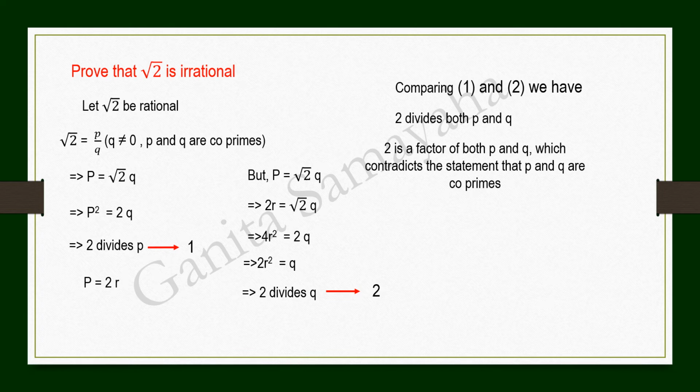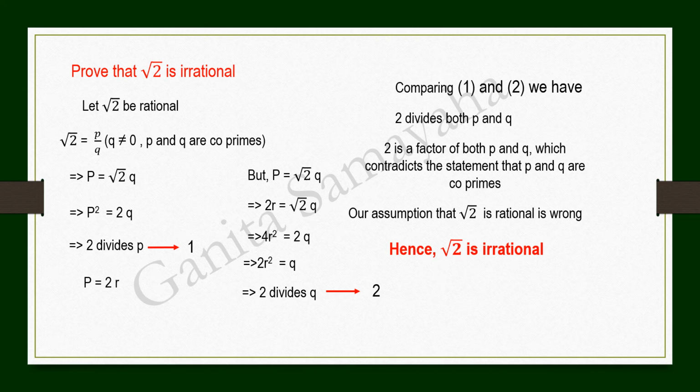Why did this contradiction appear? Since we assumed that root 2 is rational. Okay. Since we assumed root 2 is rational, we then wrote root 2 is equal to P by Q. Okay, and we assume that P and Q are co-primes. But we have come to a conclusion that P and Q are not co-primes. That means there is a common factor. That happened because we assumed root 2 to be rational. Okay, so our assumption that root 2 is rational is wrong. So root 2 is irrational. Is it clear, children? Very simple.